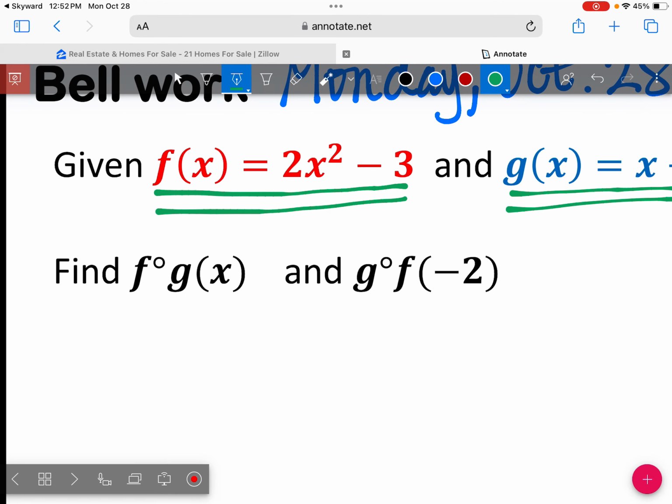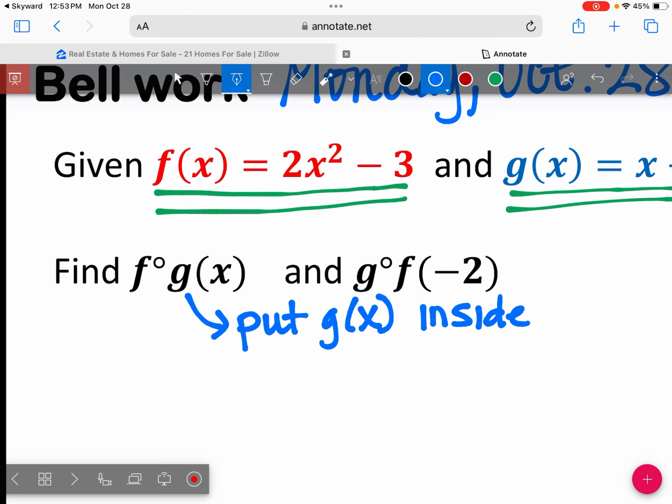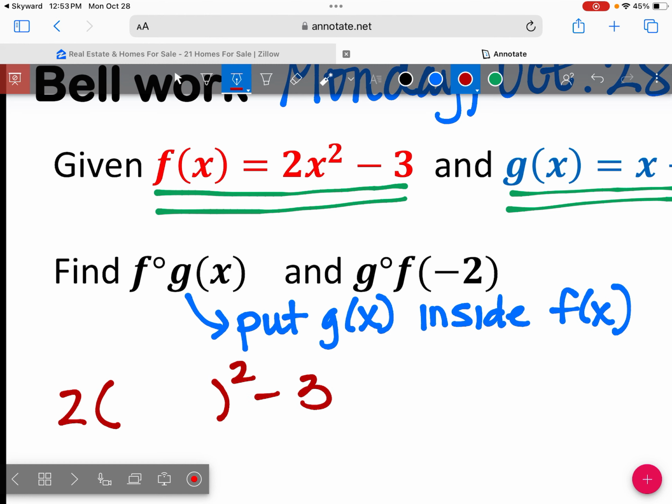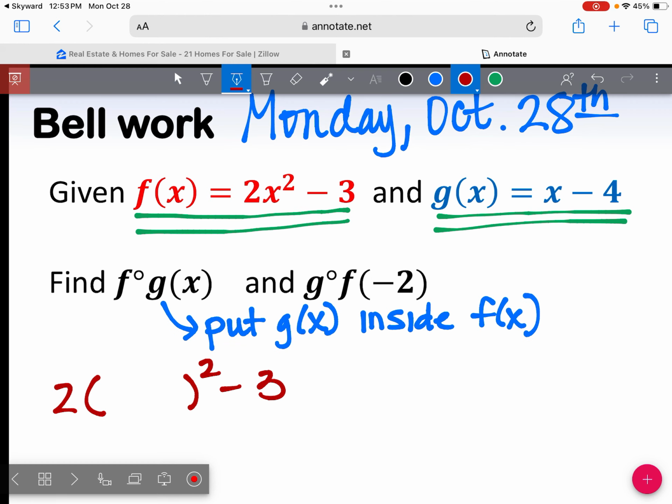So for our first one, this means put g of x inside f of x. So what I like to do is rewrite the f function. Do you see how my f function says 2x squared minus 3? I'm going to write that as 2 parentheses squared minus 3. And then inside of that parentheses, I'm going to drop in x minus 4.